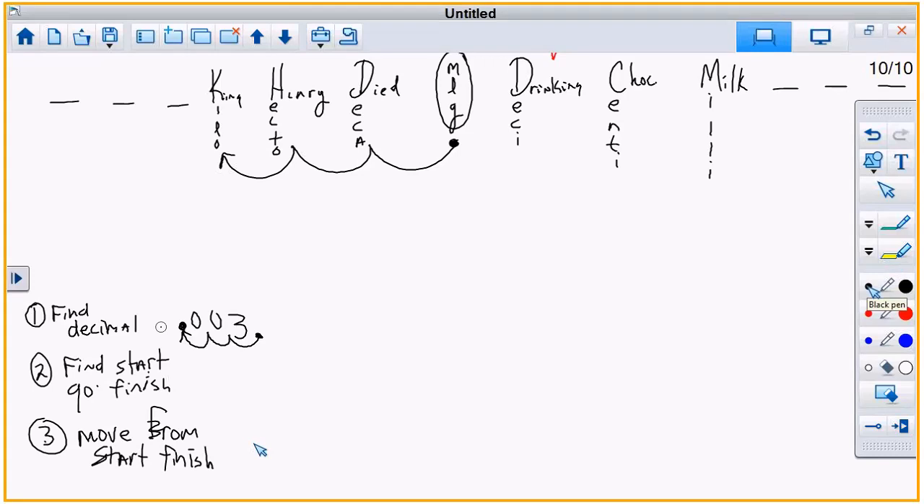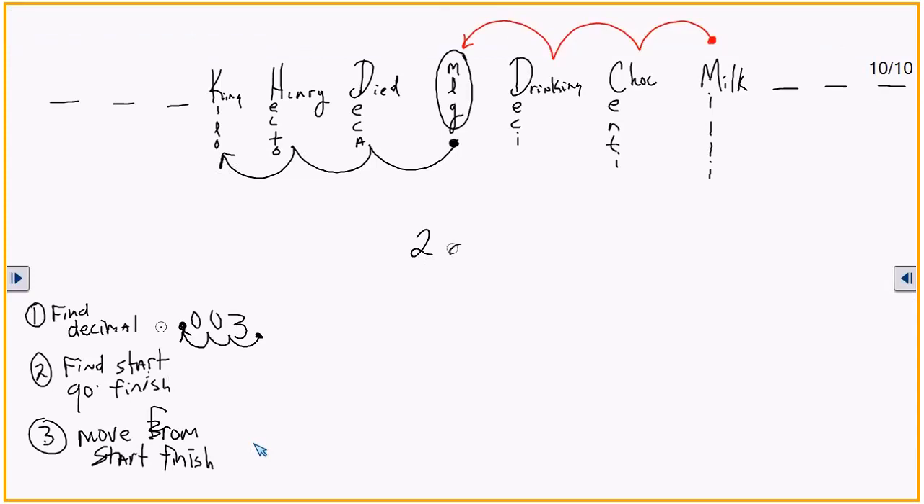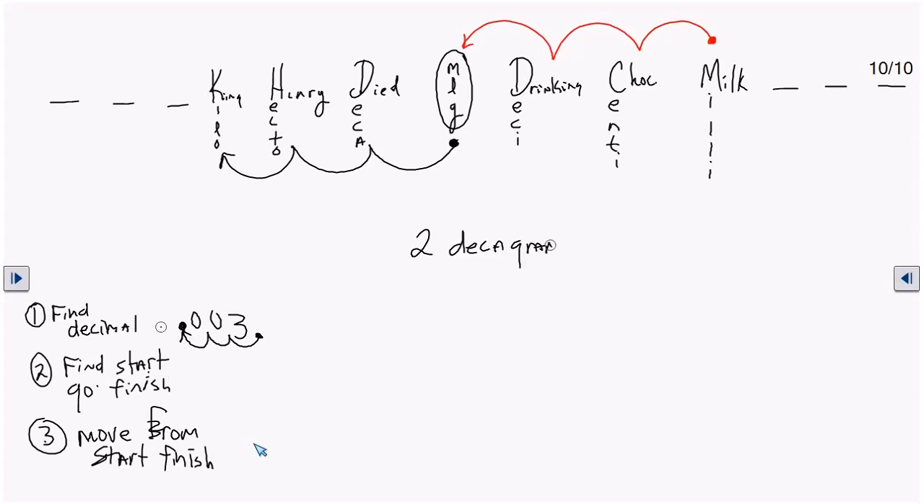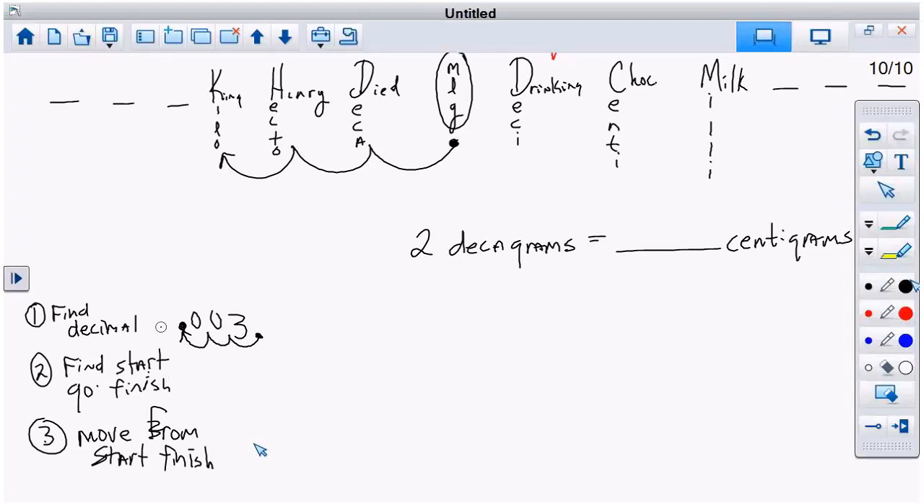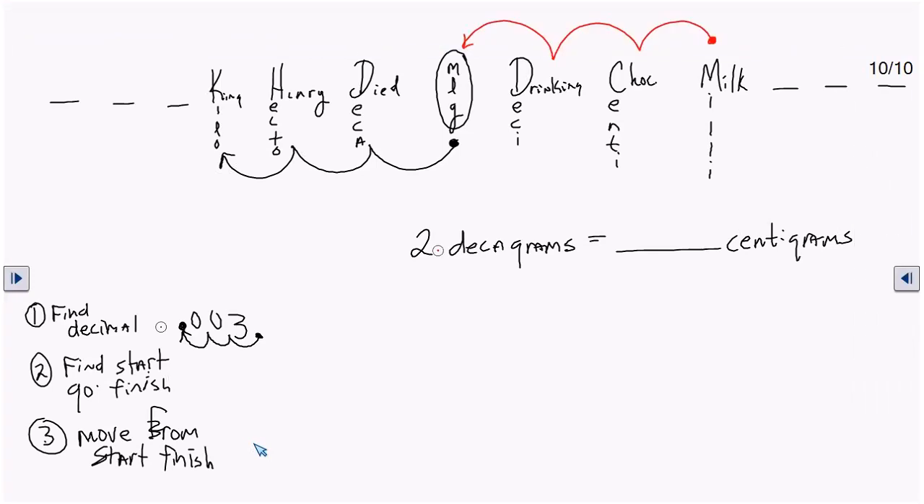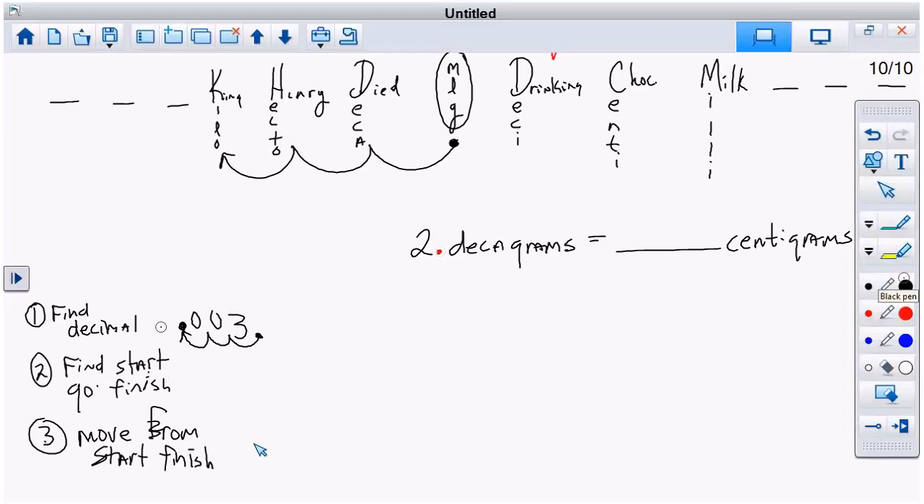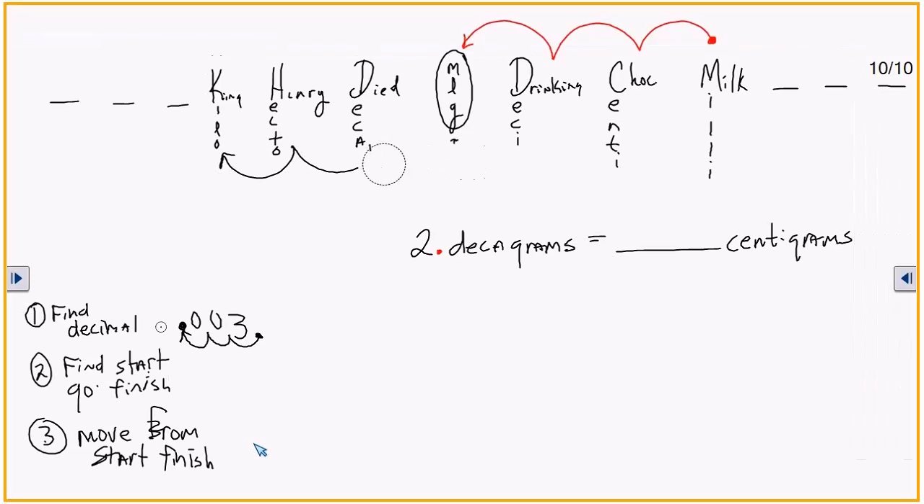Okay, let's go. I'm going to start with 2 decameters, or decagrams. I don't really care which unit you use. Equals blank centigrams. Okay, so where is my decimal on 2? My decimal is right here, and I'll do that in red. There's my decimal. And let me erase the previous problems we did. Let me erase that. And erase this.